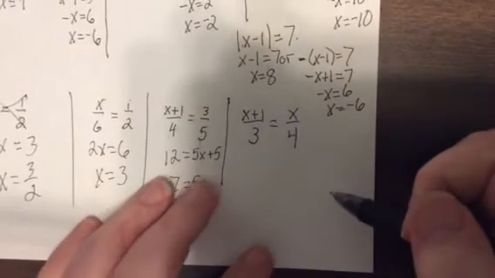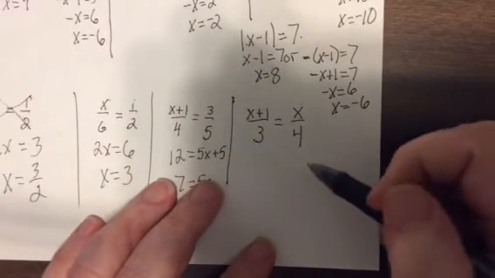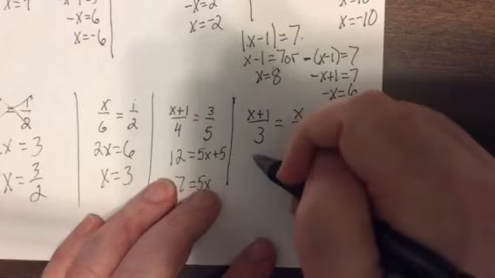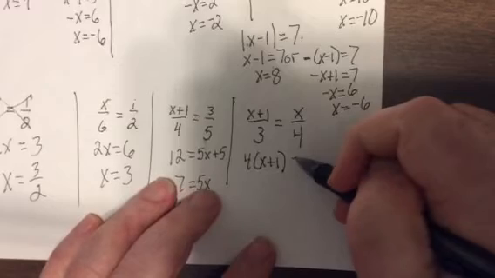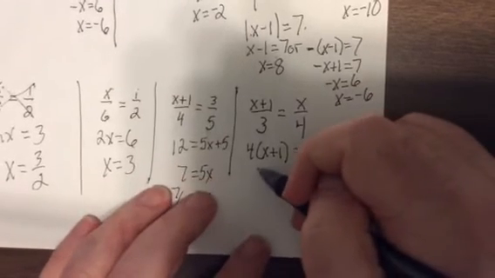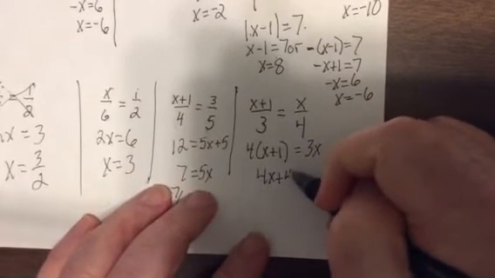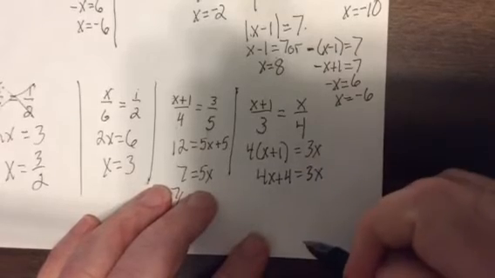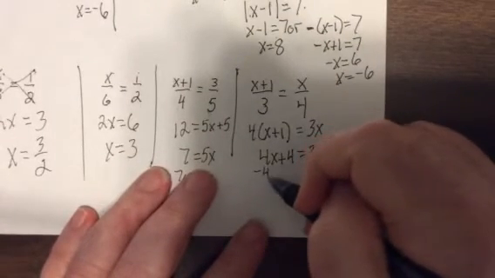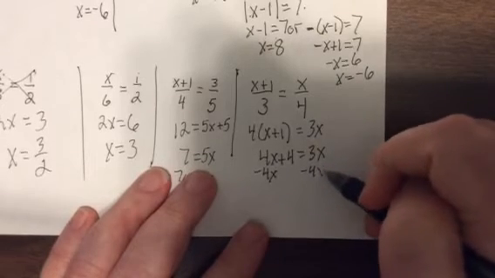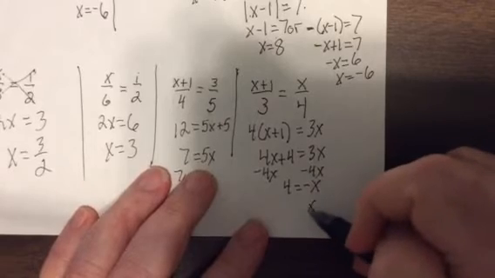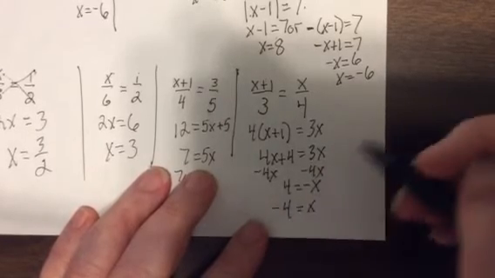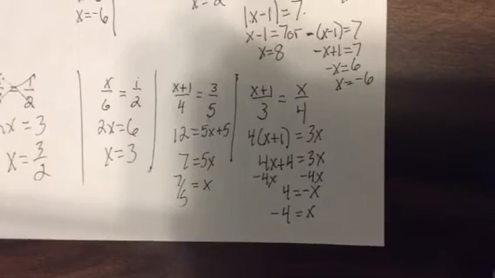Try this one on your own right now. Do it. Okay, good. So 4 times x plus 1 equals 3 times x. So we would have 4x plus 4 equals 3x. So subtract 4x. Get the x on one side, numbers on the other. So 4 equals negative x. Divide by negative 1, we get negative 4. Woohoo! Try one more.